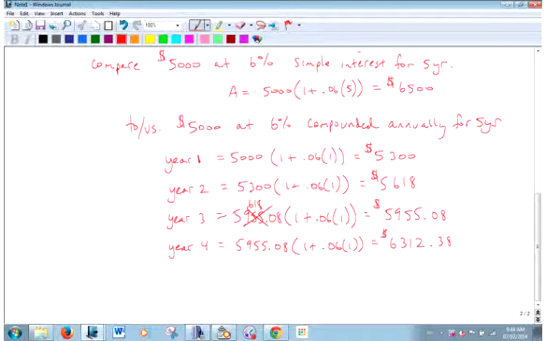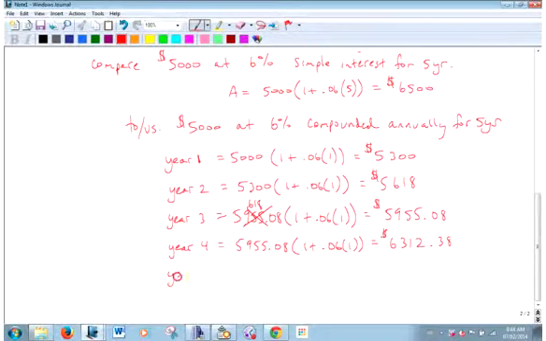Does anyone see how much more I have here by compounding? Well, simple, I get 300 a year. If it was simple, I'd get 300, 300, 600, 300, 900, another 300, 1,200. So I would have 1,200 and 5,000, 6,200. I got 63.12. I got another 112 bucks just by keeping that interest in there and compounding it.